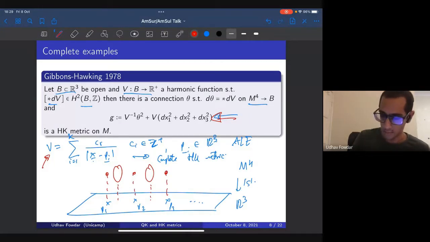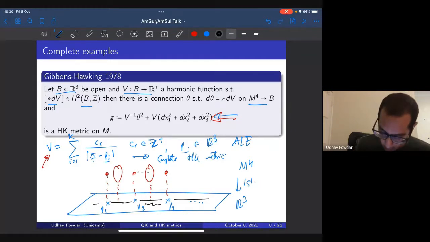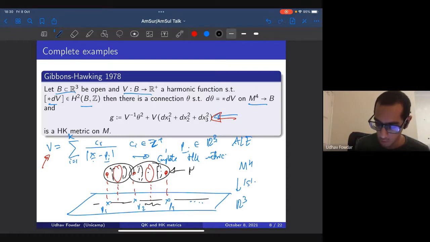Okay. So now if you pick all the points to be on a straight line in the base space, you can look at line segments connecting any two consecutive points. If you look at the leaf of that in the total space, then you get a sphere of negative self-intersection number. So here as well, you get a sphere in your total space. And it turns out that these spheres generate the second homology of your hyperKähler manifold.